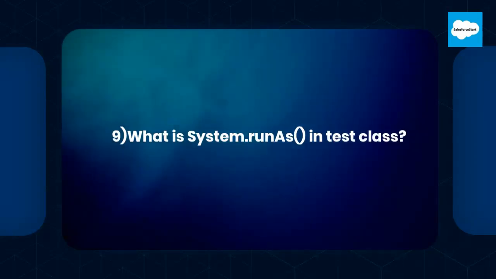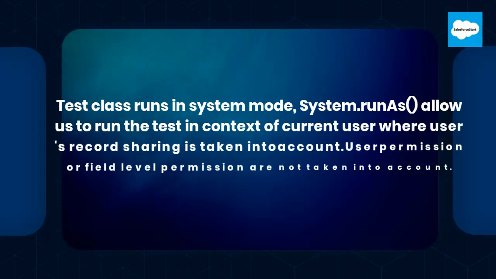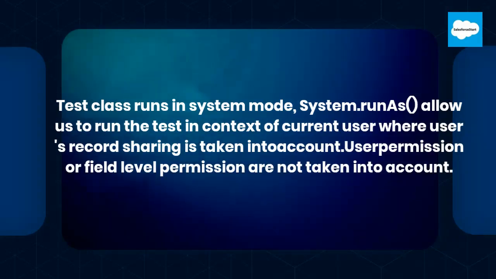What is System.runAs in a test class? A test class runs in system mode. System.runAs allows us to run the test in the context of the current user, where the user's record sharing is taken into account. User permissions or field-level permissions are not taken into account.